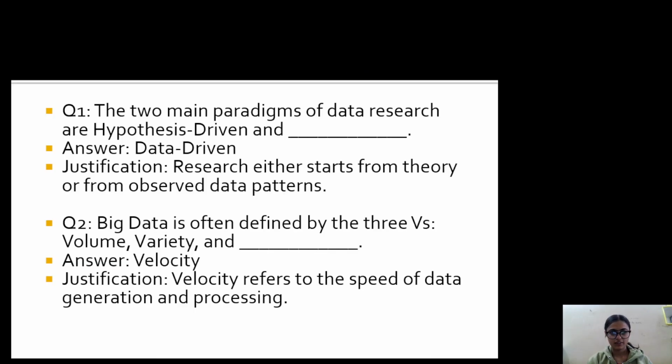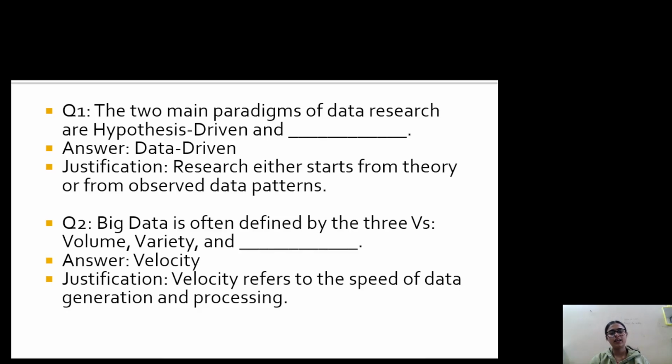So the first question is: the two main paradigms of data research are hypothesis driven and dash. So the answer is data driven. In hypothesis driven, we start with a theory and then test it using data, but in data driven we have no assumptions at first sight. Instead, we explore the data and find the patterns, insights and relationships between them. Today, modern analytics, AI, ML systems mostly follow the data driven approach because huge data is easily available out there.